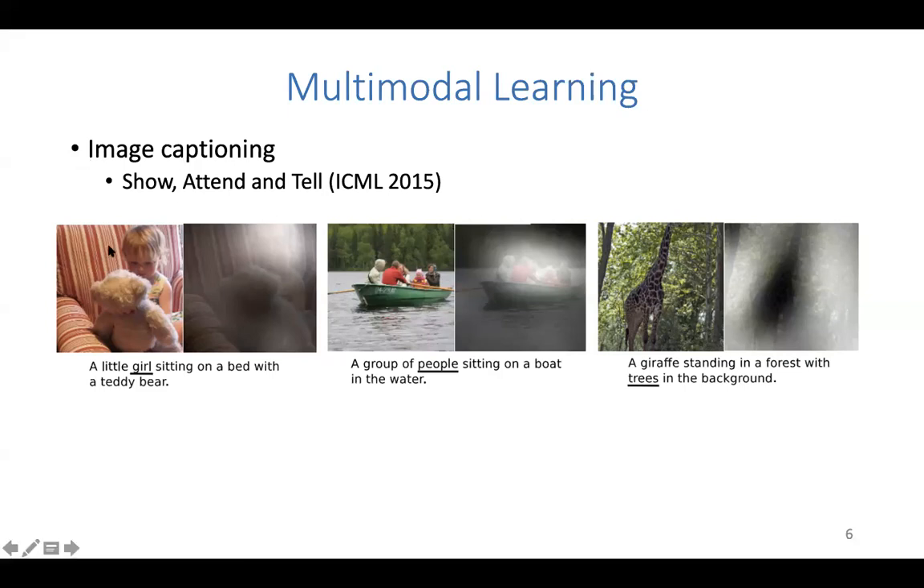I guess it depends on what you consider multimodal learning, but obviously the model is using two different modalities, image and text. Given an image, the model is receiving the image and generating a caption, a text that describes the image.